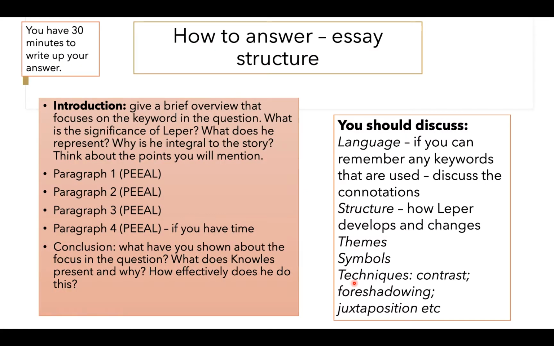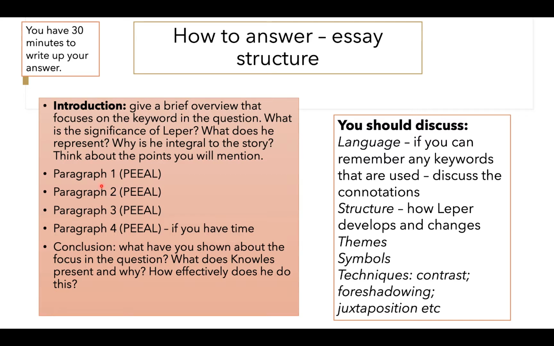Okay, in terms of how to structure your essay, you do want to give a brief introduction because you are going to focus on the entire novel, so you want to make it a little bit clearer for the examiner what elements you're going to talk about in terms of the focus of the question. So give a brief overview, focus on the key word. In this instance, what's the significance of Leper? What does he represent? Why is he integral to the story? But also think about the points that you've now got from your final plan and just give a bit of an overview. So you're looking for maybe 3 paragraphs or sections.